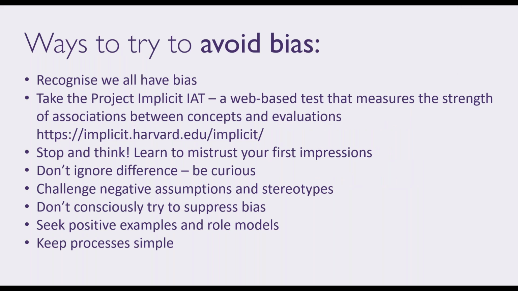Here's a couple of top tips I've put together on avoiding bias. These are some top tips that you can do yourself. First step is to recognize that we all have biases. Take the implicit association test. We'll send you the link for that as well after this.